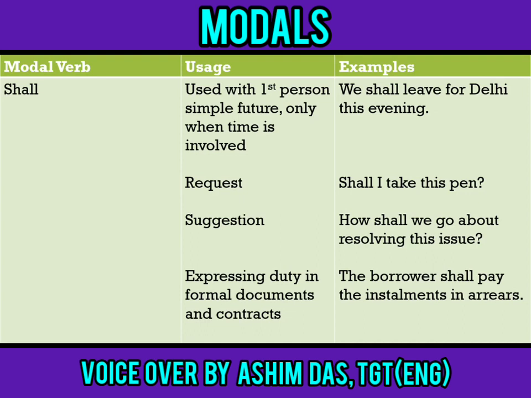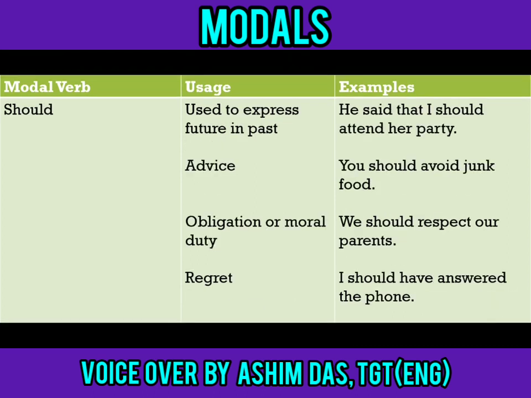Then we shall go to the next one, and our next modal verb is should. Should is used to express future in past. Example, he said that I should attend her party. The second usage is to give advice. Example, you should avoid junk food. The third usage is to express obligation or moral duty. Example, we should respect our parents. The fourth usage is to express regret. I should have answered the phone. So here we see how the modal verb should is used.